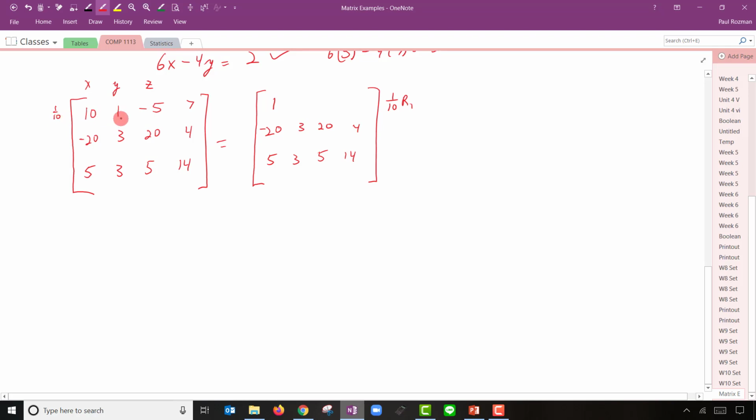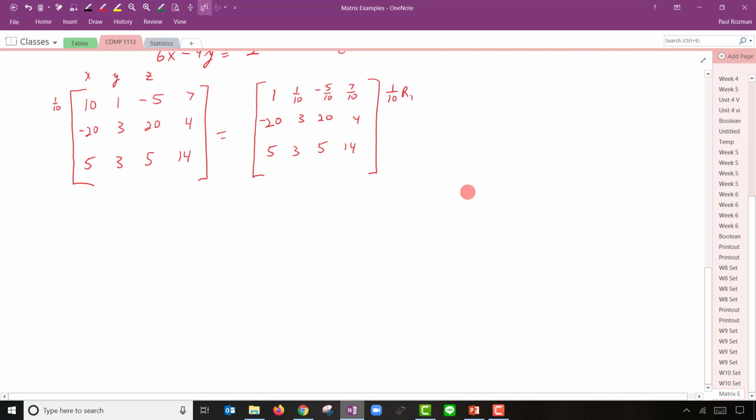So 1/10 times the y coefficient is 1/10. And 1/10 times the z coefficient is minus 5 over 10. And then 7 over 10. So we're 1/9 of the way done with this question. We have a 1 in the upper left corner. Our goal is to use that 1 to help us eliminate the values beneath it. So I'm going to do that in one matrix.